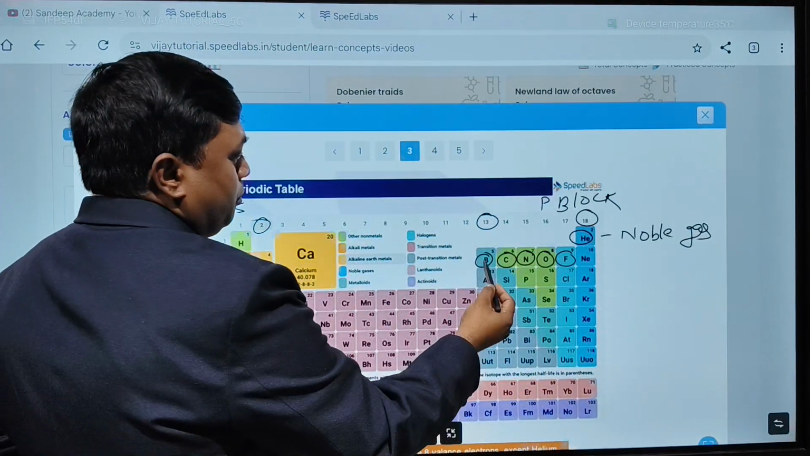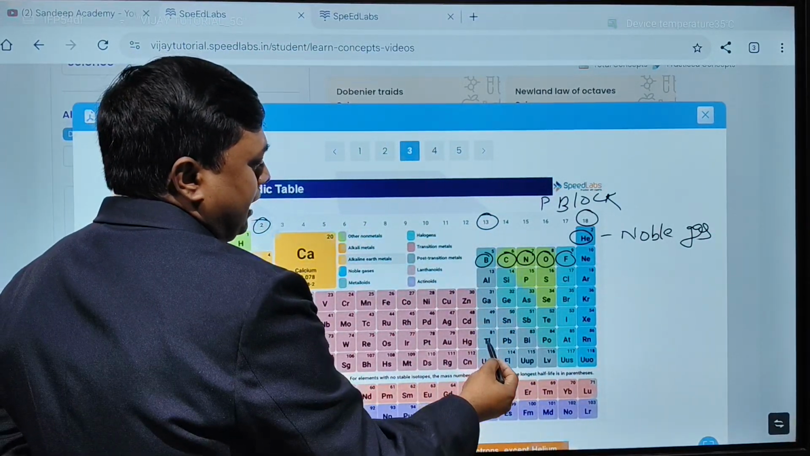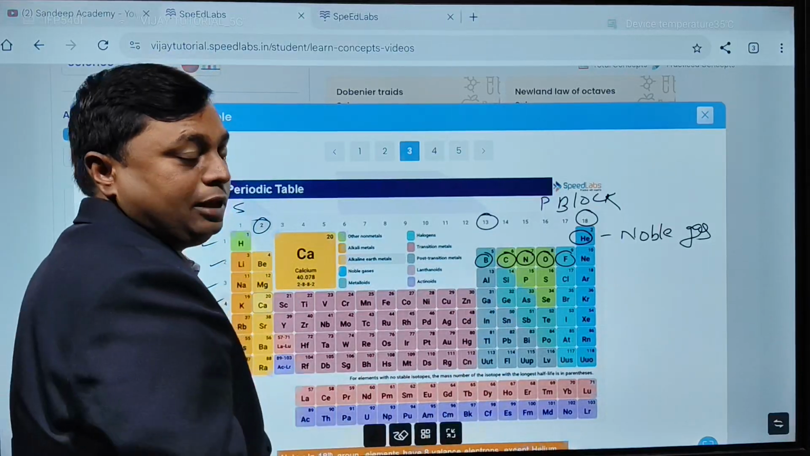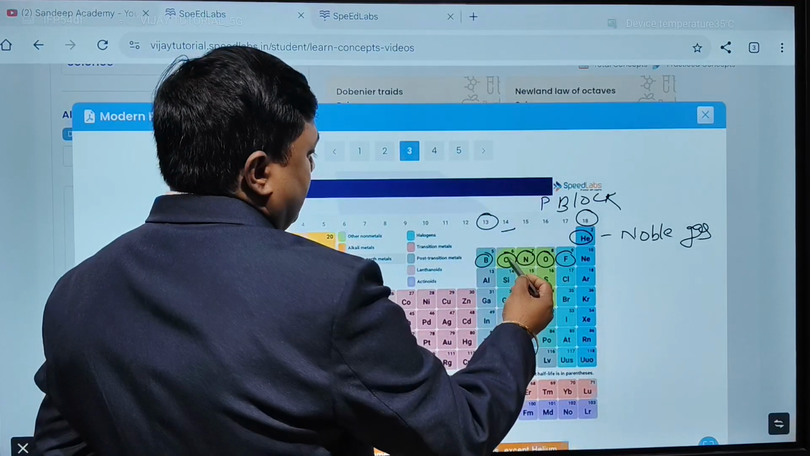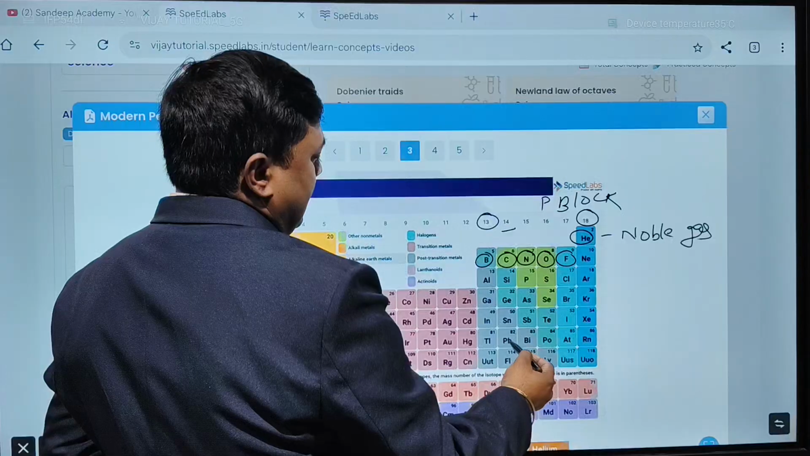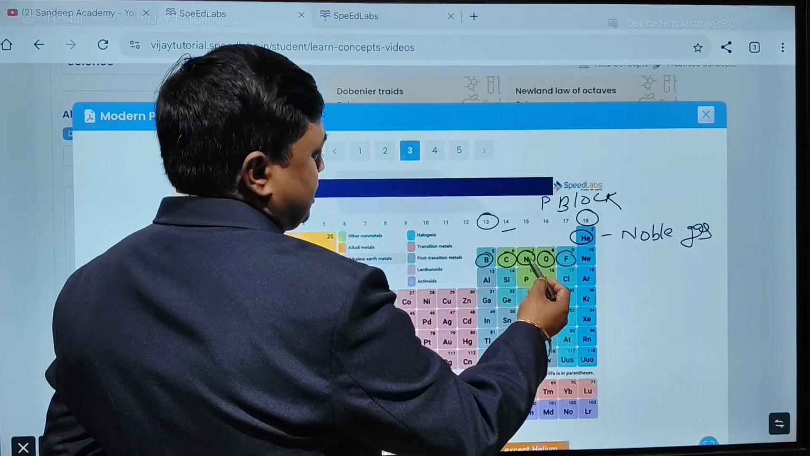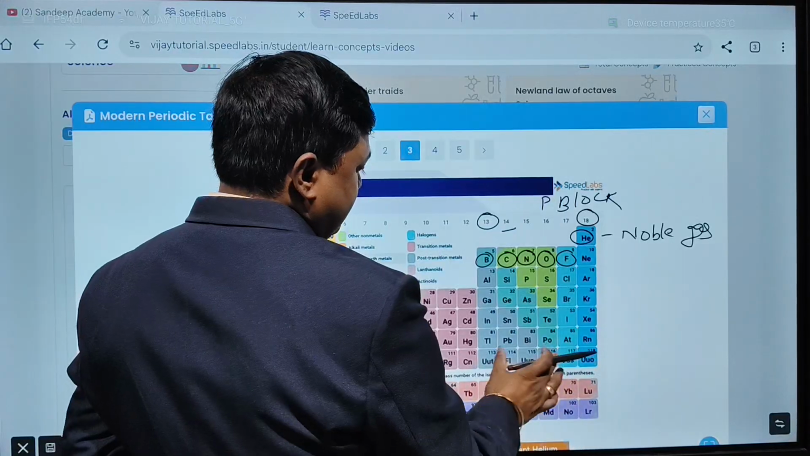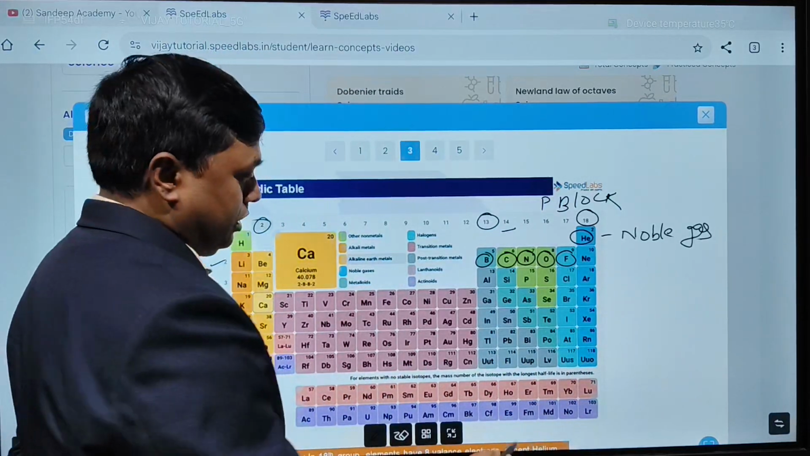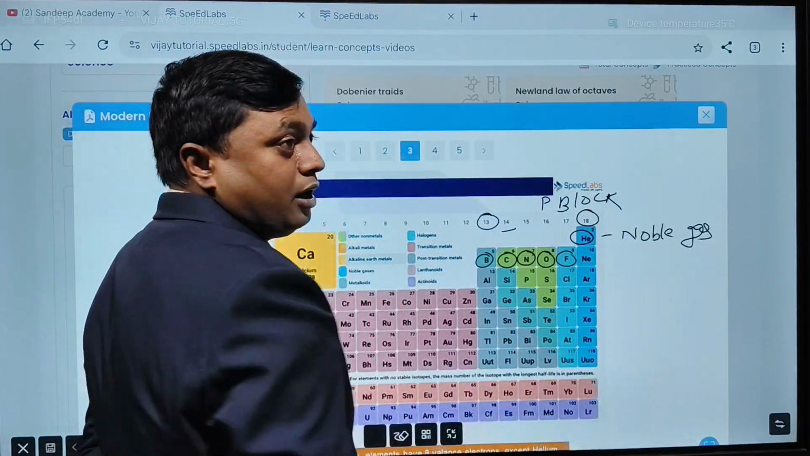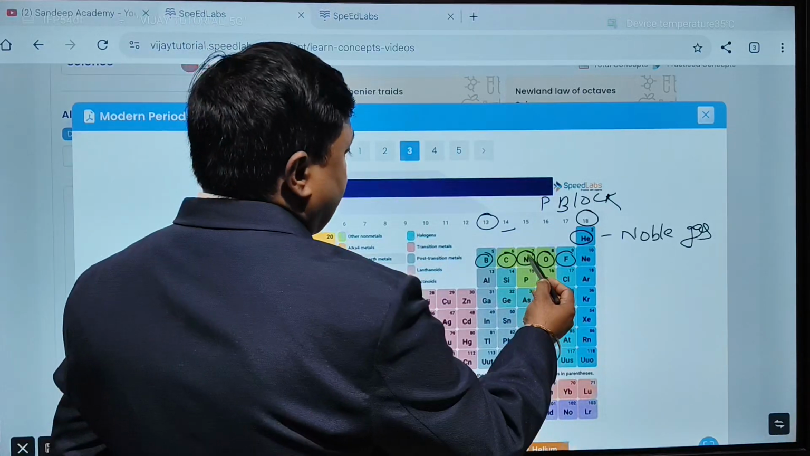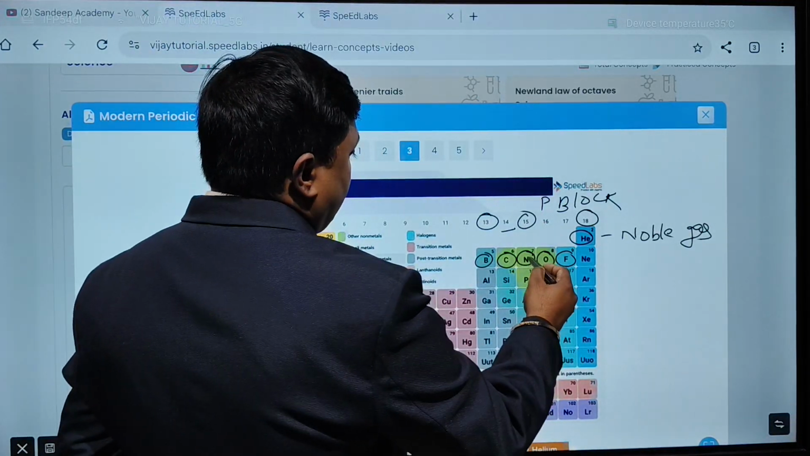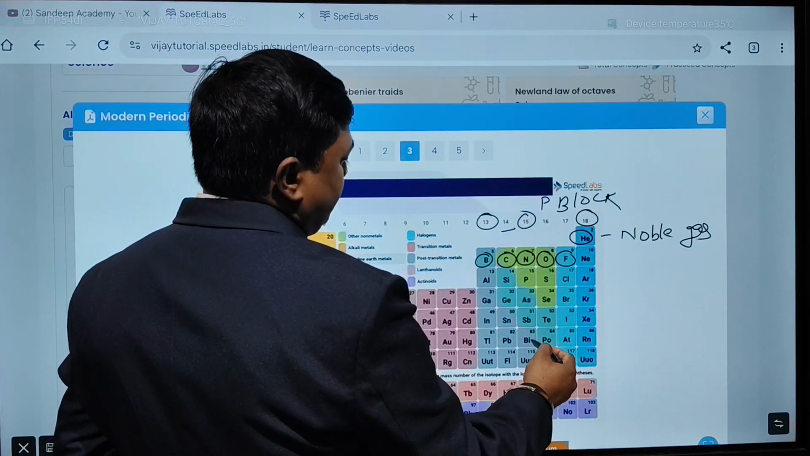Group 13: boron, aluminium, gallium, indium, thallium. These are the main elements. Group 14: carbon, silicon, germanium, tin, and lead. Next, they exist for a very short time actually. These are artificial elements. Group 15: nitrogen, phosphorus, arsenic, antimony, bismuth.